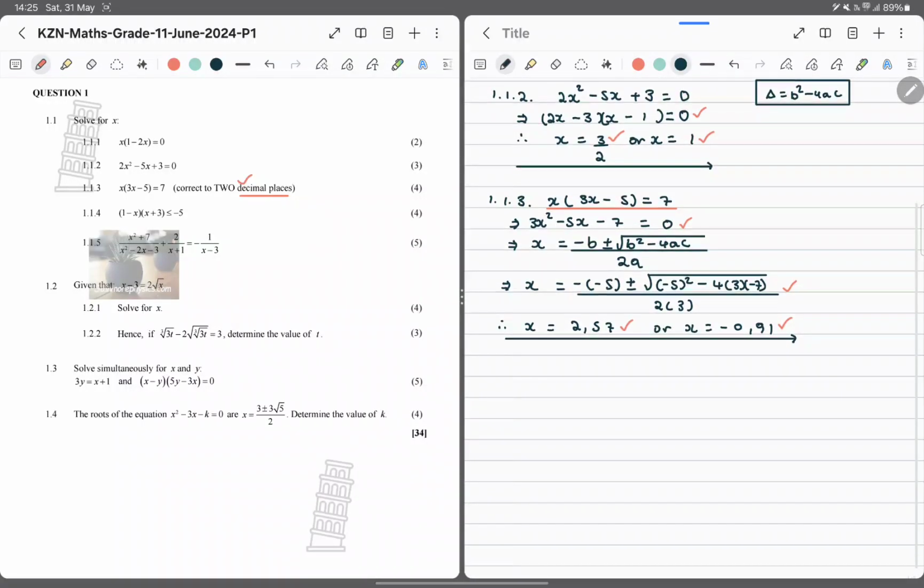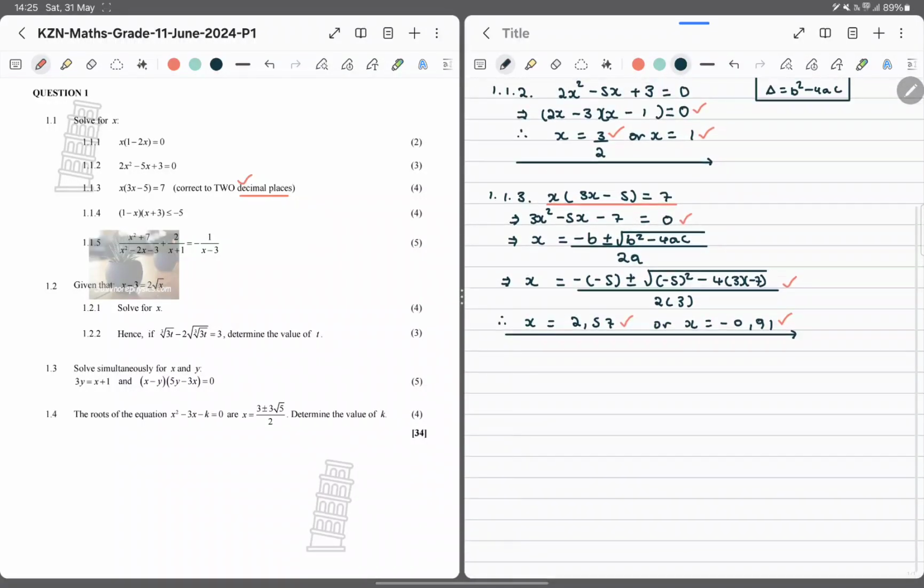Great, we're doing great. So let's do 1.1.4. We've got inequalities there. 1 minus x into x plus 3 is less than or equal to minus 5. Now, with this product, we're not going to take chances. If this is not 0, we're not going to equate this to minus 5 and that. So we need to deal with this following our order of operations.